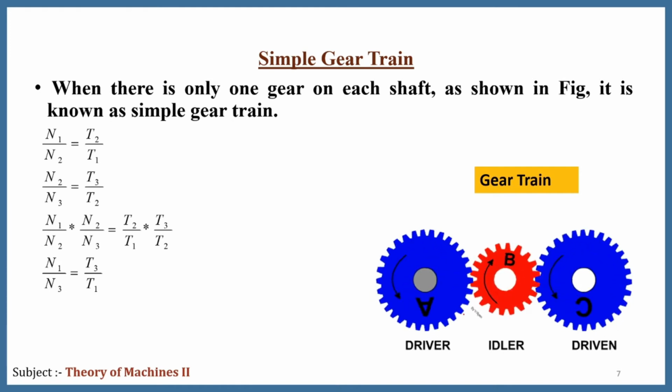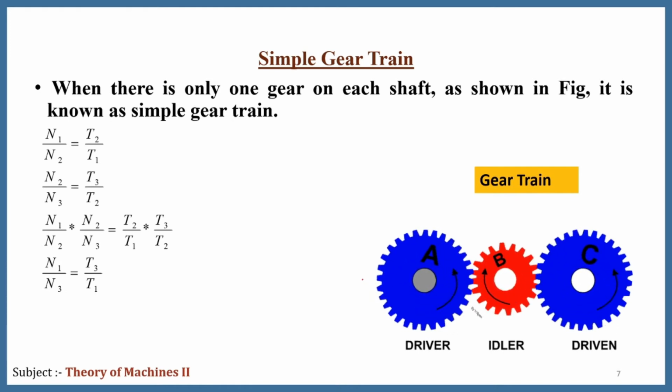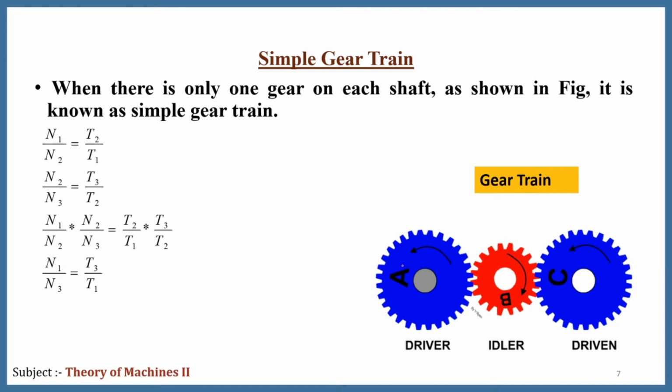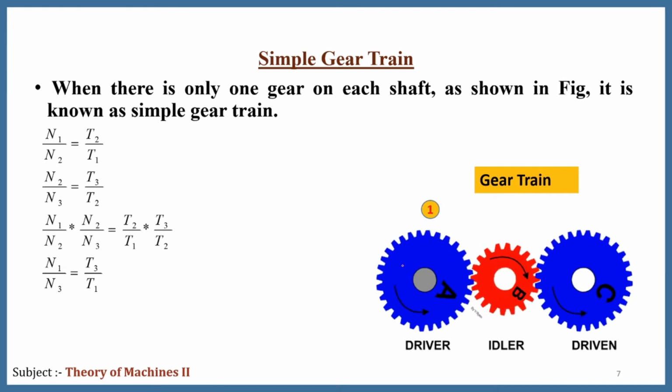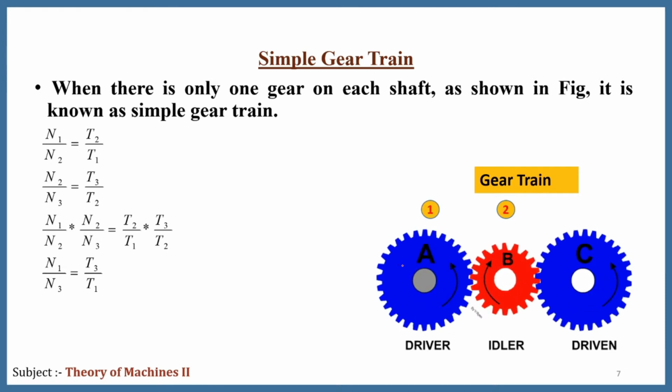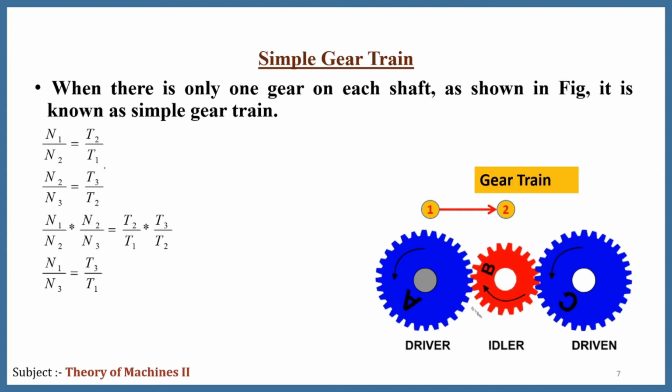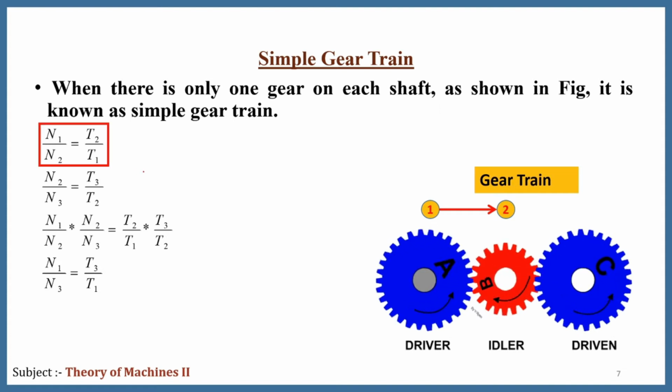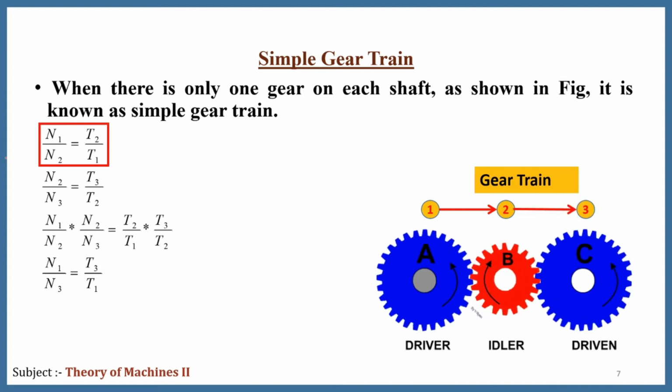Now we'll do the kinematic analysis in which motion from gear A, which is gear 1, is given to gear 2. That means N1 upon N2 is equal to T2 upon T1. Again from 2 motion is given to 3. That means N2 upon N3 is equal to T3 upon T2.